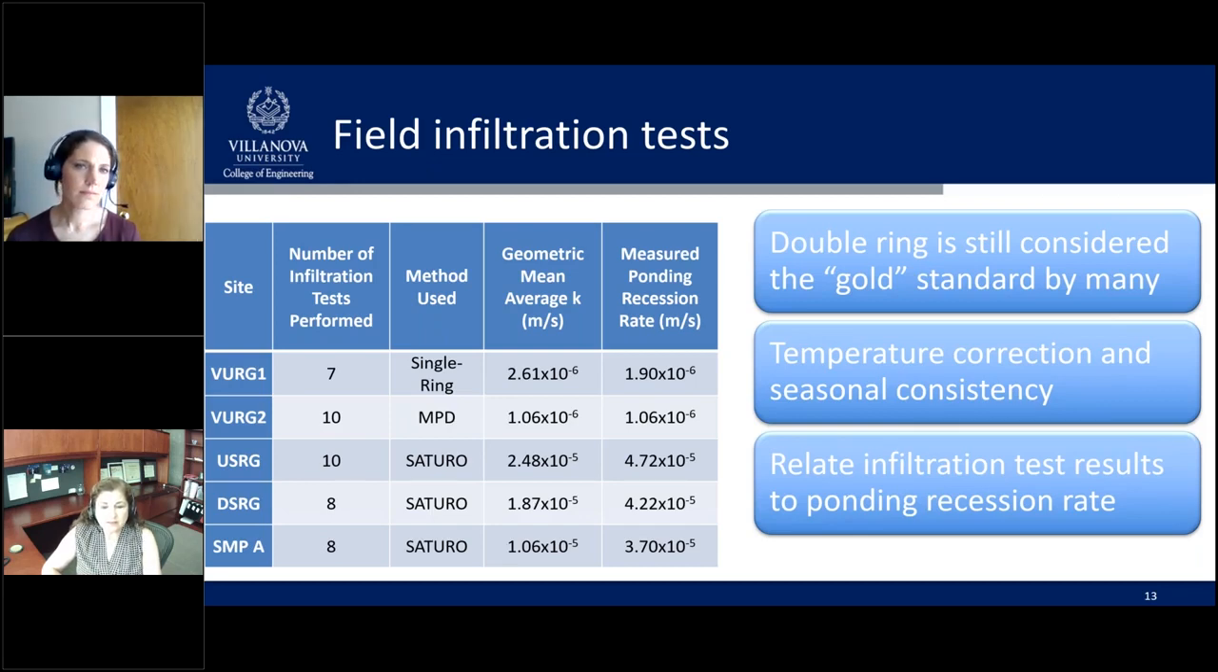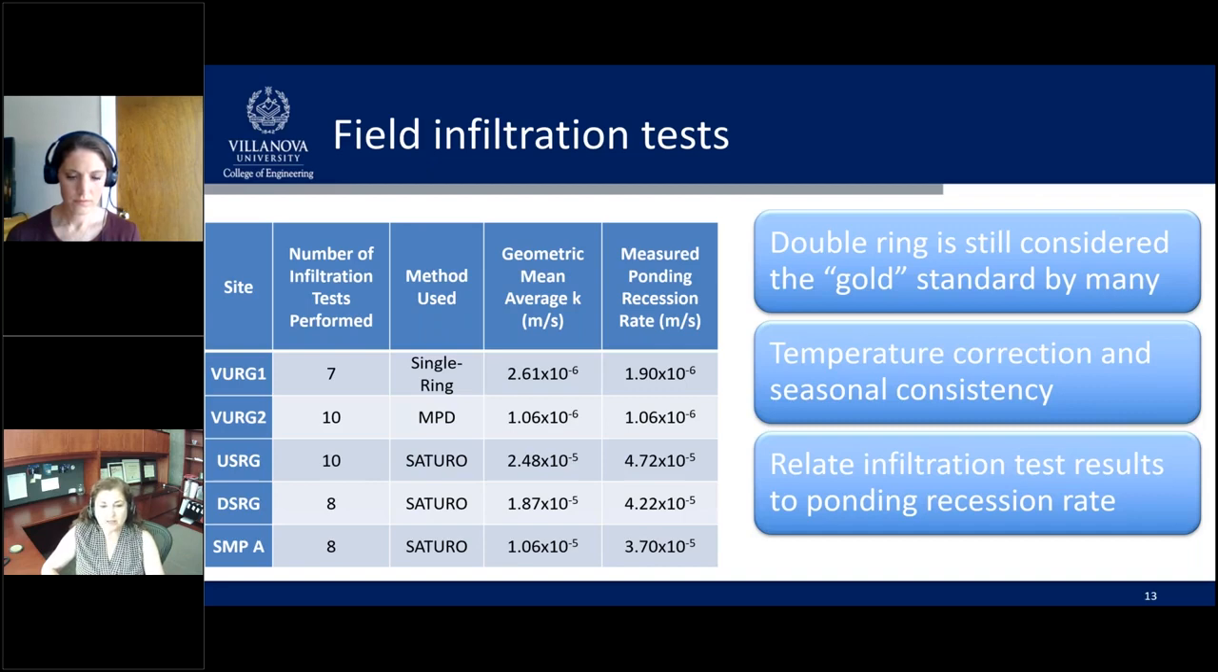To try to keep things consistent, we applied a temperature correction to all of these values so that they are all representative of the same saturated hydraulic conductivity. And we also tried to do this in the same season. So if we were trying to look at what the measured ponding recession rate is, which Kristin just described to you, and that value that we're looking at was obtained in the spring, we then went out and did our spot infiltration testing in the spring as well.